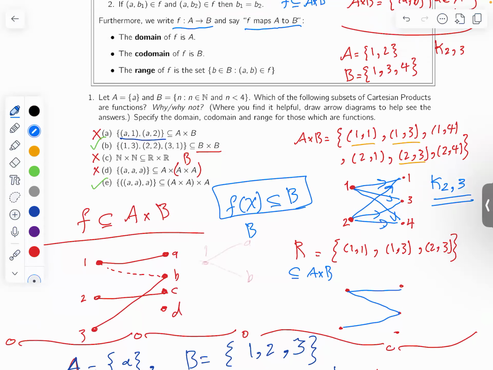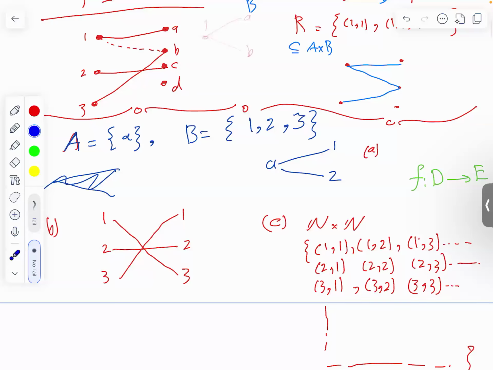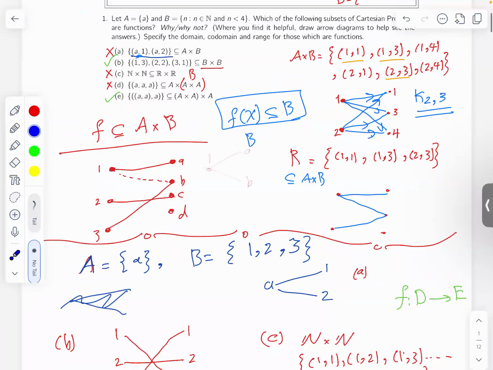Doing question 1, part A, we see that A1, A2. Okay, so part A, this is A. It's written here. B is all those natural numbers less than 4: 1, 2, 3. Okay, so what is this one? A1, A2. So A goes to 1, A goes to 2.